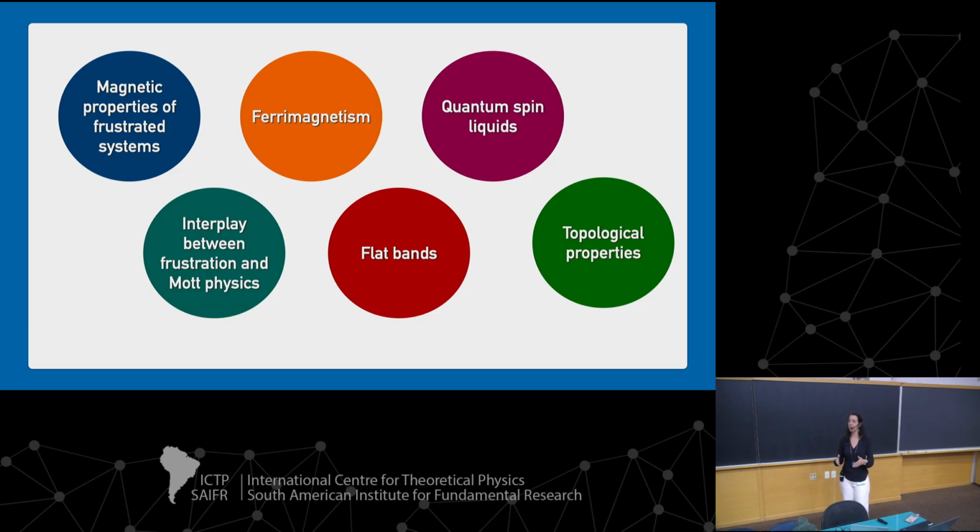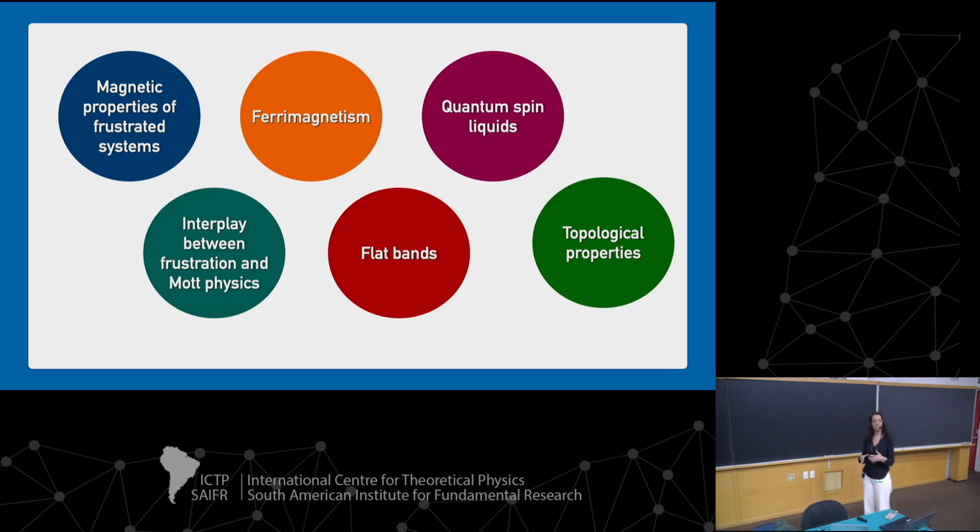It's hard for theories to understand because there is no clear mark of the spin liquid. So many proposals and many different kinds of spin liquids, chiral spin liquids. And so I think there will be some attention devoted to that. The interplay between frustration and Mott physics can lead to novel phases. Flat bands are attracting very recently a lot of attention. And with the flat bands, topological properties that I will mention now.